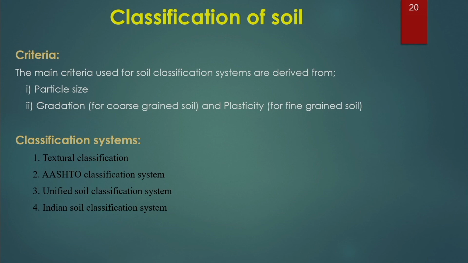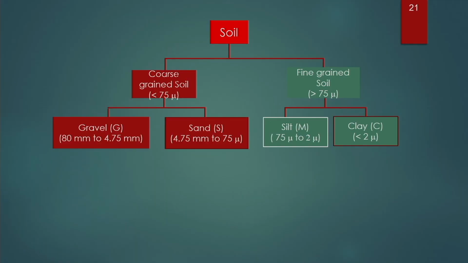There are various types of classifications that exist. One is known as textural classification, AASHTO classification, unified soil classification system, and Indian soil classification system. Mostly all the soil classification systems are based on particle size, gradation and plasticity behavior. So, we will look into how the soil has been classified. We will look into two soil classification systems, one the Indian soil classification system and second the unified soil classification system.